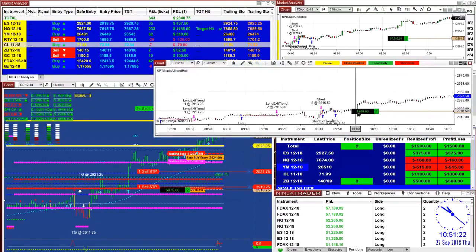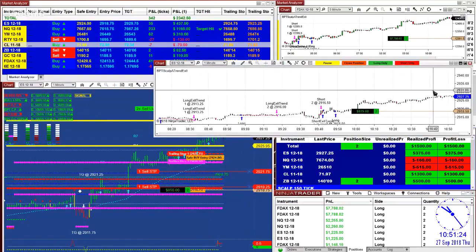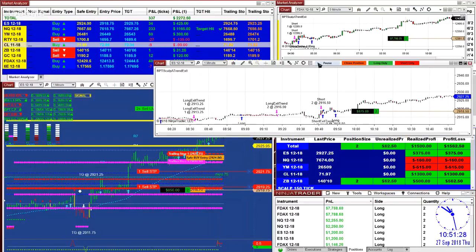And as long as this auto trade is not in a trade, you can pause it. You can pause the auto trade and not take any trade.